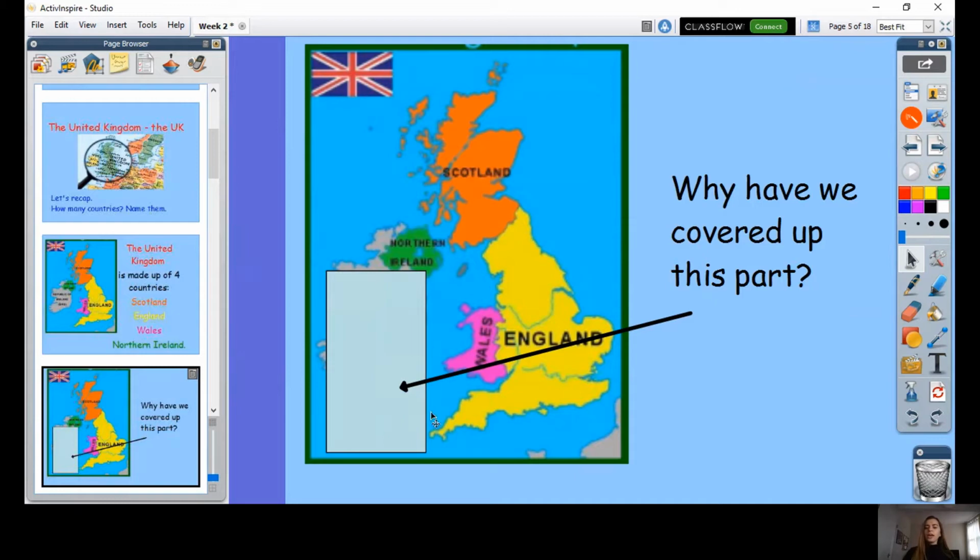Fantastic answer. We have covered up the Republic of Ireland. So you might know that as Ireland. We have covered that up because even though that is a country, that is not a part of the United Kingdom. Instead, we have Northern Ireland. It's really important. Remember, Northern Ireland and Ireland are 2 different countries, and only Northern Ireland is a part of the United Kingdom, the UK.